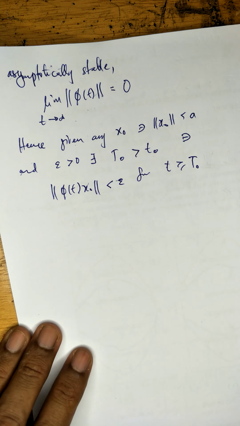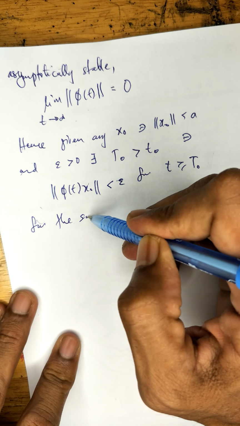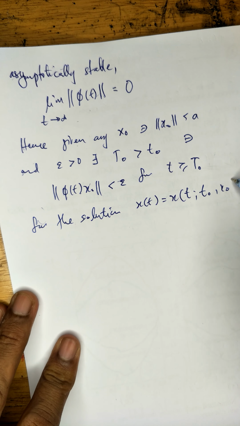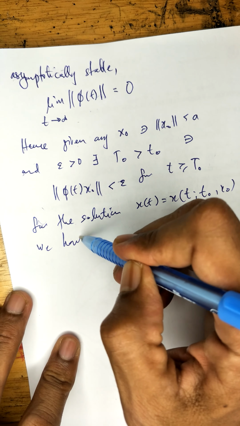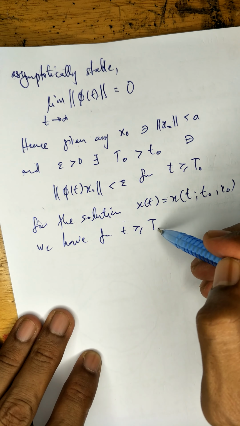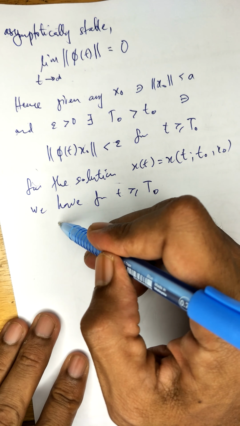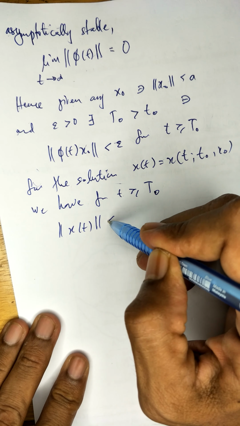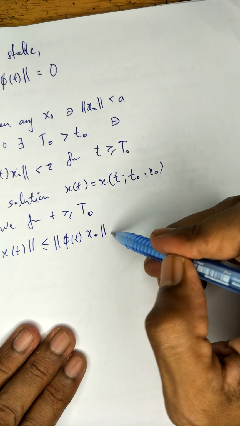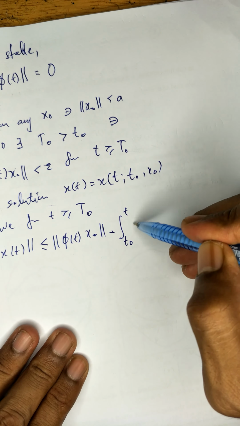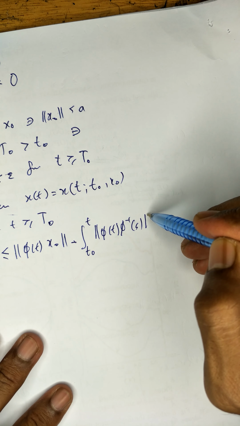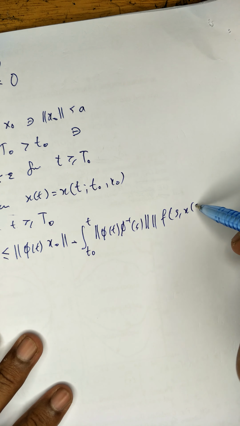Yeah. So for the solution x(t) equal to x(t; t naught, x naught), we have for t greater than t naught, capital T naught, the norm of x(t) less than phi(t) x naught plus the integral from t naught to t of phi(t) phi inverse of (s) f(s) x(s) ds.